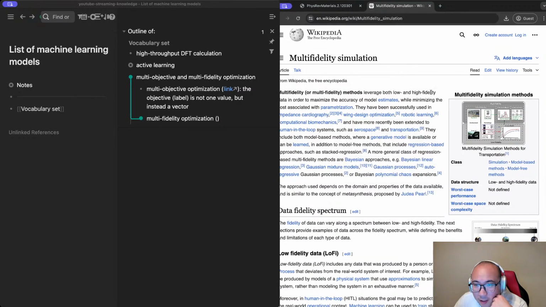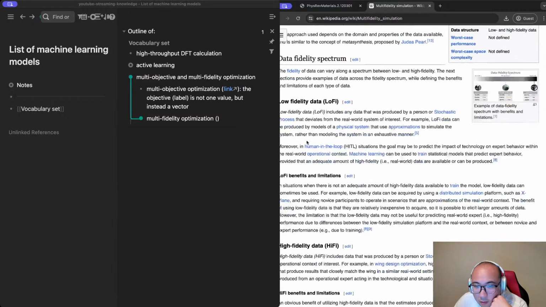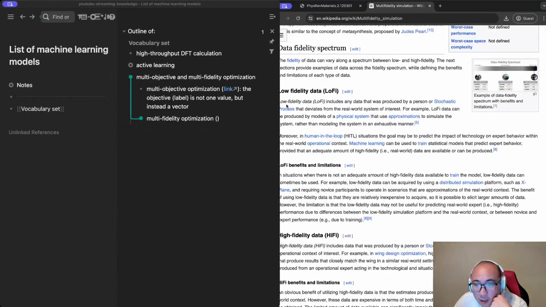What is high fidelity data? Maximize accuracy or minimize the costs. Okay, low fidelity data.